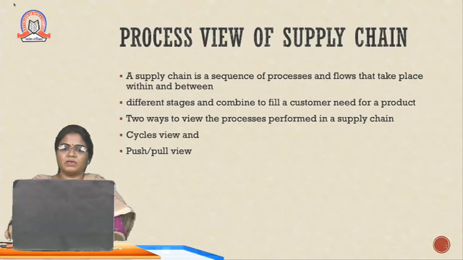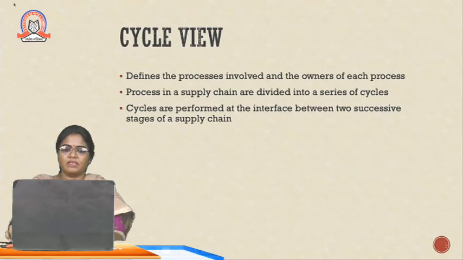The process view of supply chains: a supply chain is a sequence of processes and flows that take place within and between different stages and combine to fill a customer need for a product. Two ways to view the processes performed in the supply chain are cycle view and a push-pull view. What is cycle view? Define the processes involved and the owner of each process.